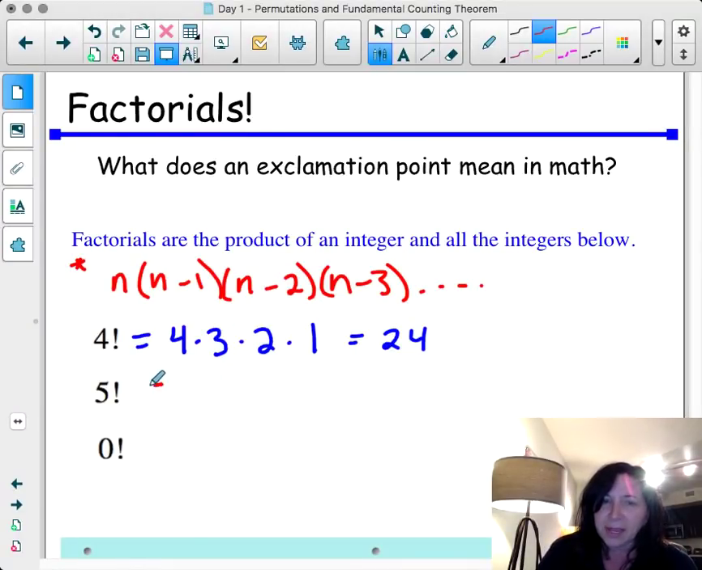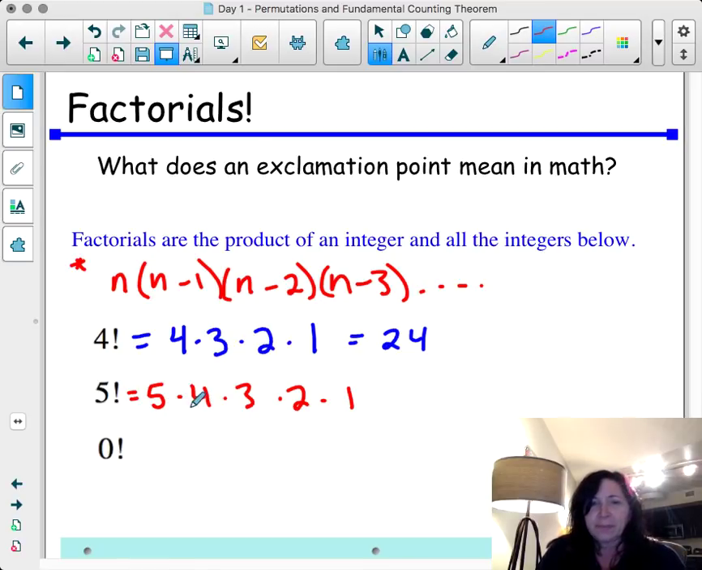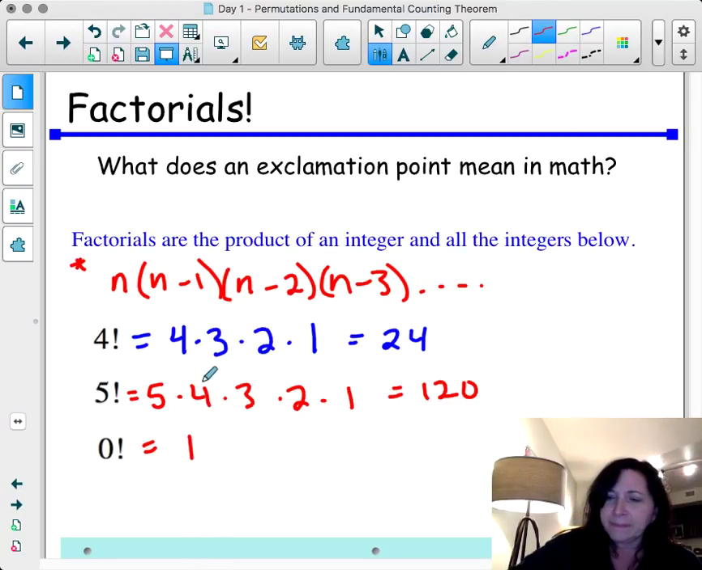5 factorial, again, you start with 5. Then you decrease down by 1: times 4 times 3 times 2 times 1. So that's 20. So you've got 20 times 3, which is 60, times 2, which is 120. And then 0 factorial is always 1. Okay?